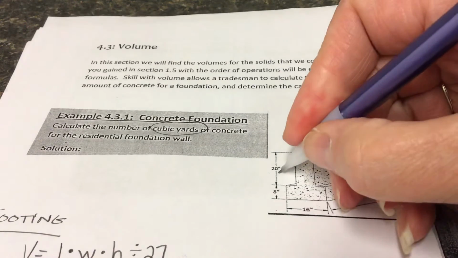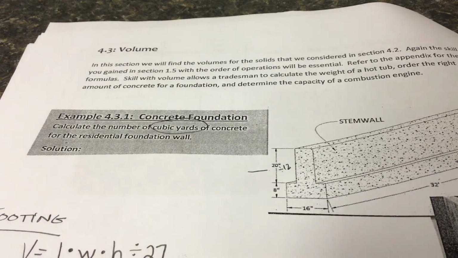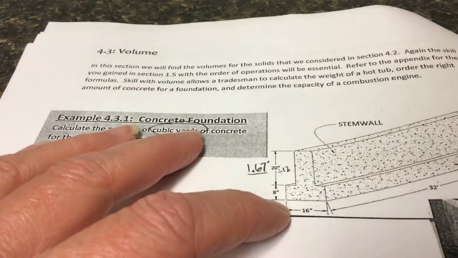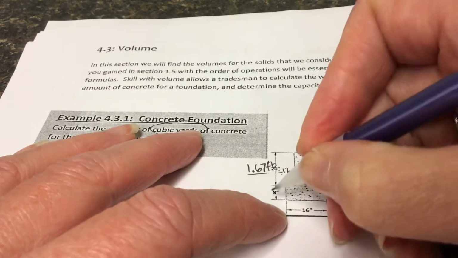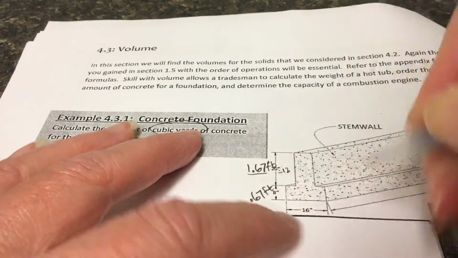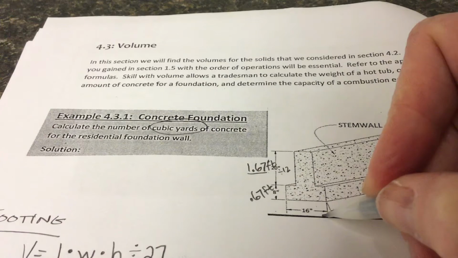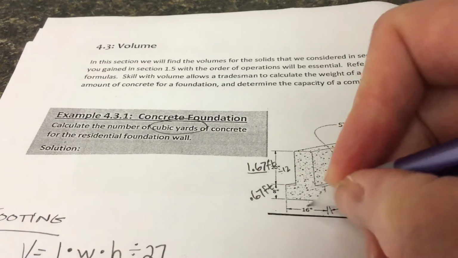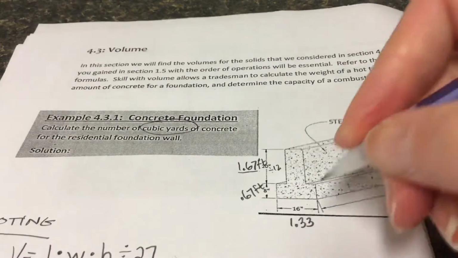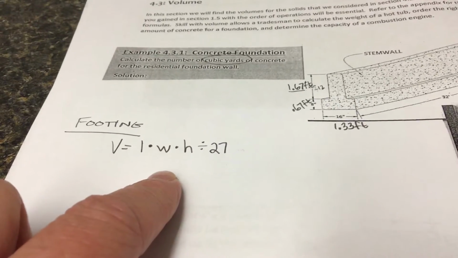Here, 20 inches divided by 12 is going to say 1.67 feet. 8 inches again is the same as that other one, 0.67 feet. 16 inches divided by 12 is 1.33. So now that we've converted all these into feet, they will be better applicable into our formula that estimates concrete.